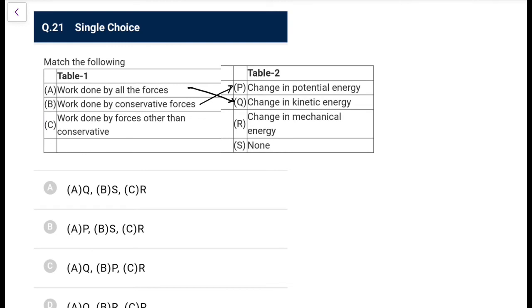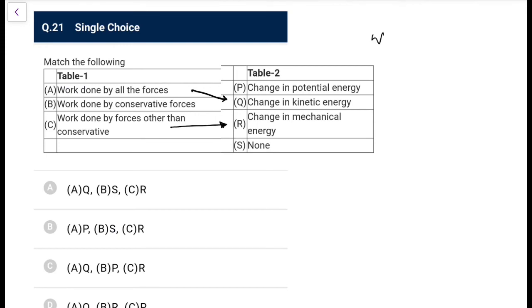Or let me check if there is any other option. So we are left with both choices. It is clear, A is Q, B could be P, B could be S. Ideally it is negative of change in potential energy. Work done by forces other than conservative forces, we write it as change in what we can say mechanical energy. That is what we use.